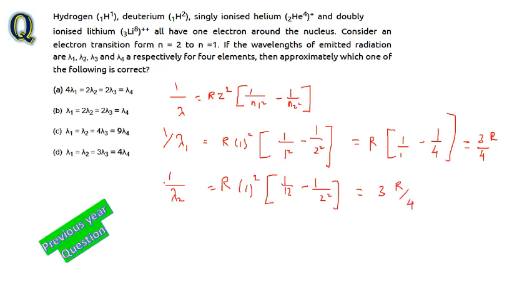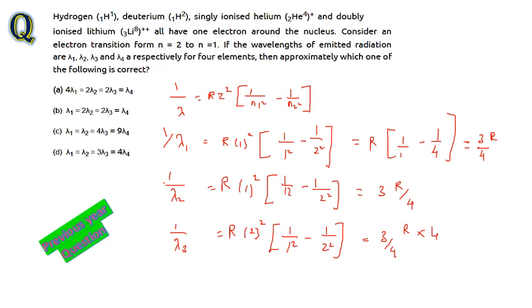And next one is about lambda 3, 1 by lambda 3 here. So this one I just mentioned here, r into Z squared, means this is helium, right? Helium means 2He4, that is 2 here, and the same transition 1 by 1 square minus 1 by 2 square. So this one here is 3 by 4 into r, again your 2 square here is 4. So what you are going to have here is 3r.